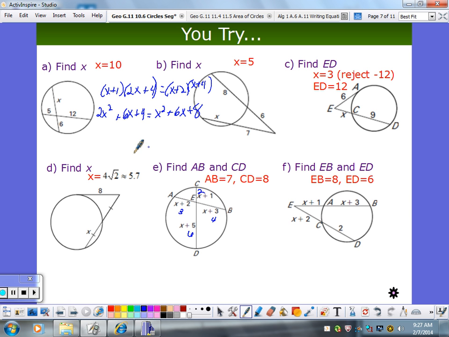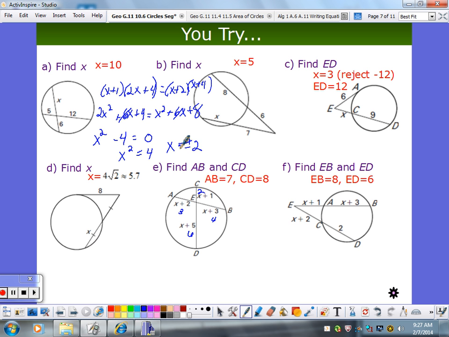Okay. I'm going to combine everything into one spot. So I'm going to subtract the x squared over. Ooh, that's nice. My 6x's cancel out. And then I subtract the 8. It's like a minus 4 equals 0. So let's see. x squared equals 4. So what's x? Plus or minus 2.